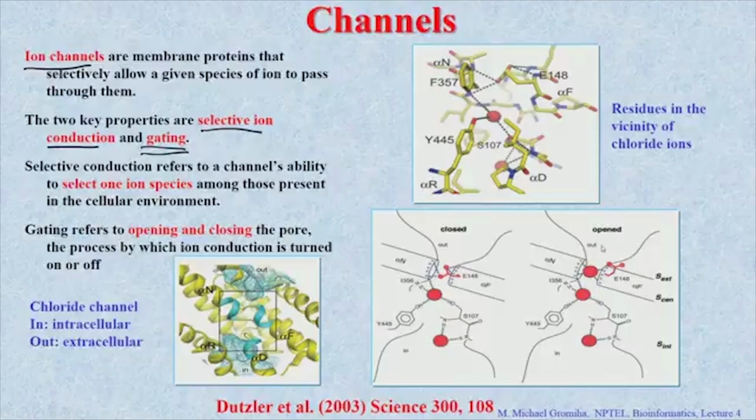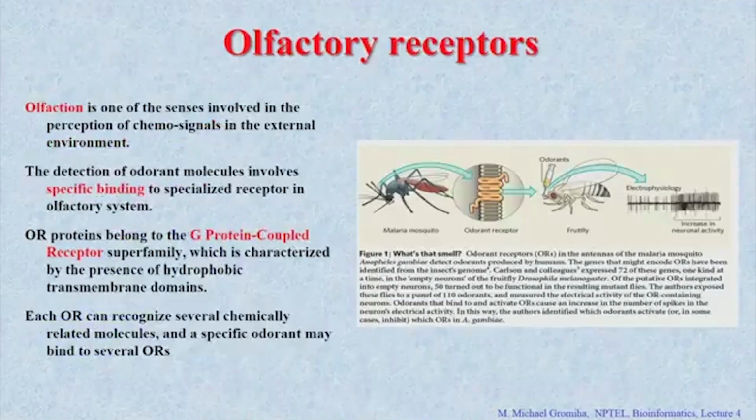So, there are two different aspects. One is the selective ion conduction, which allows only specific ions to pass, and the second one is gating. So, it has open and closed conformations, and it changes the conformation to allow ions to pass through the membrane, right. Okay, this is another example called olfactory receptors.